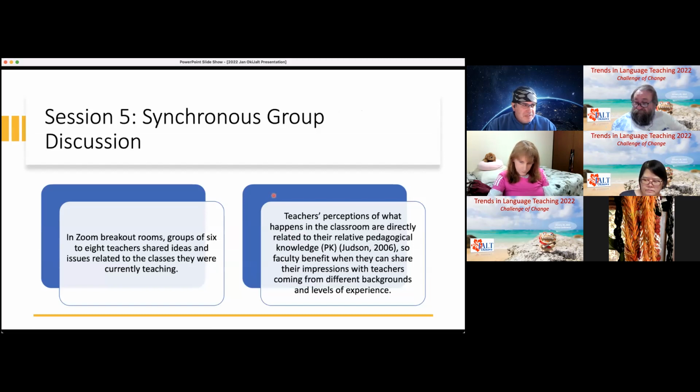The 5th session was a synchronous group discussion, share ideas related to the classes they were teaching. And here, kind of the point is teachers' perceptions of what happens in the classroom are related to their relative pedagogical knowledge. So if you don't really understand what active learning is, having students do multiple choice options together seems like active learning pair work, but it's not really meaningful pair work. So the idea that different backgrounds would help them with different aspects of teaching.